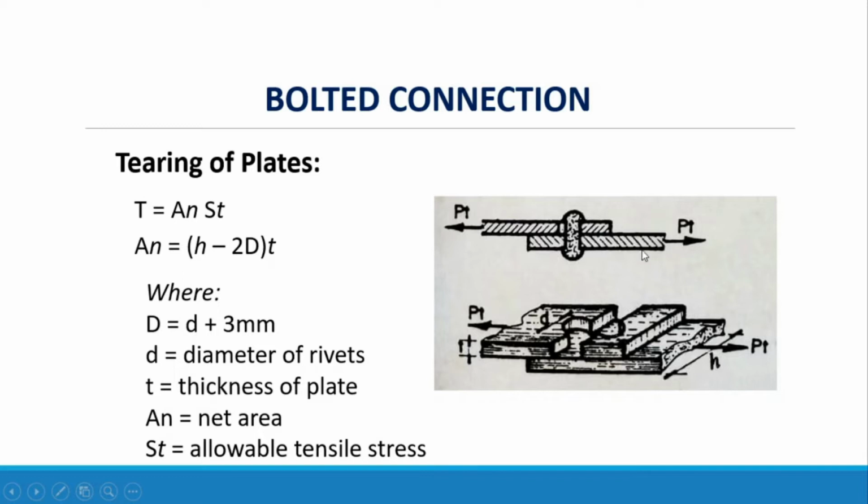So in this diagram, we have P sub T, or the tensile force, and the tearing of the area, which is the net area, is the width, which is h, minus twice the diameter, multiplied by the thickness of the plate.